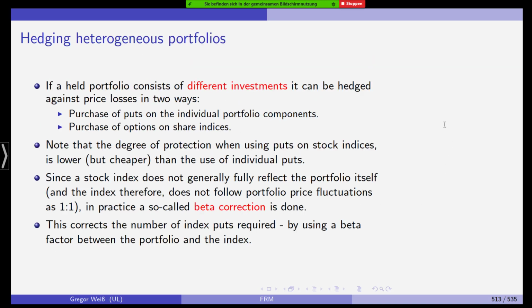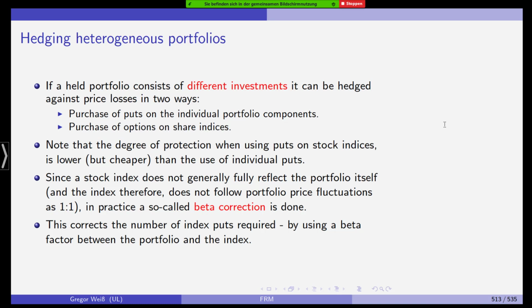Okay. Now, what to do when you want to hedge heterogeneous portfolios? If the portfolio consists of different investments, it can be hedged against price losses in two ways. You can purchase puts on the individual portfolio components, very, very expensive, and you can purchase options on share indices. Note that the degree of protection when using puts on stock indices is lower, but of course it's cheaper than the use of individual puts.